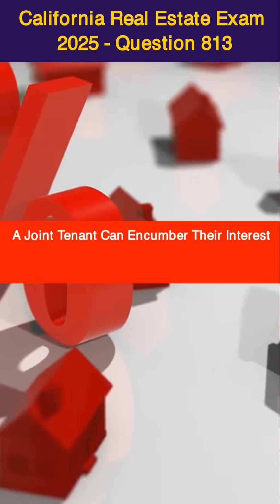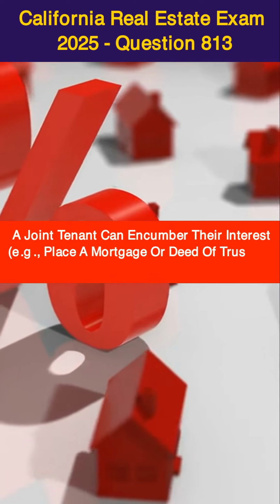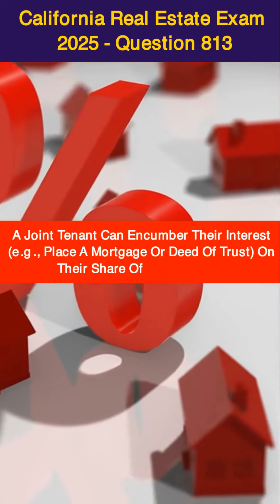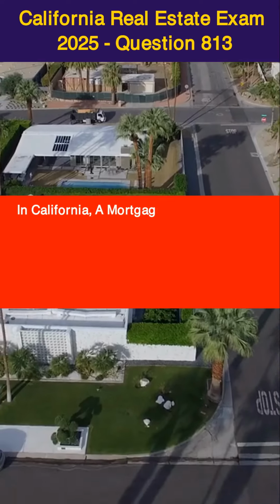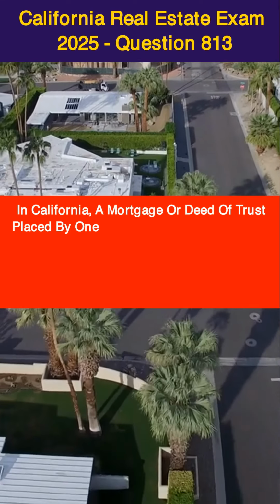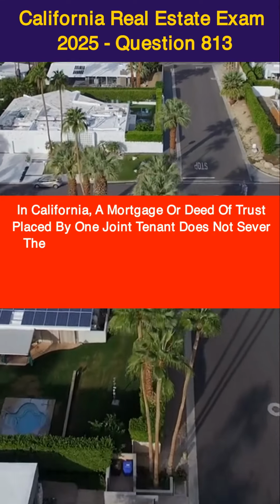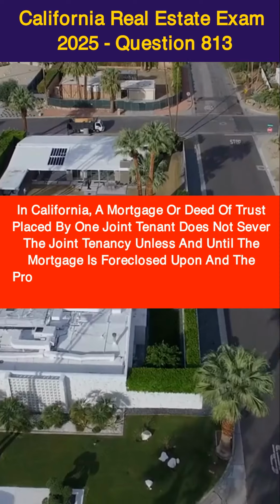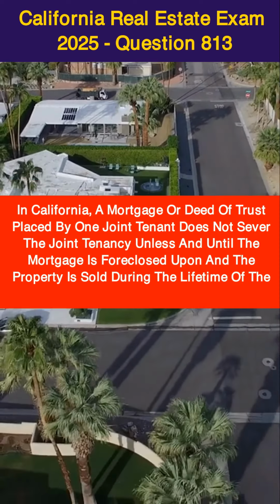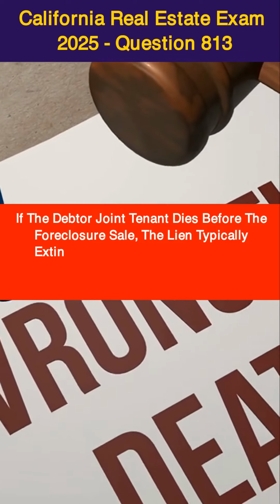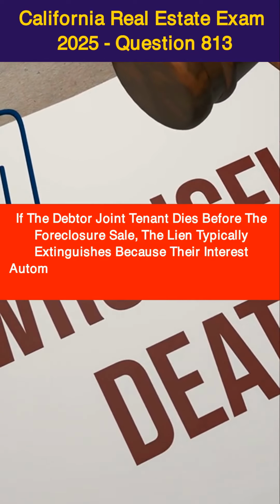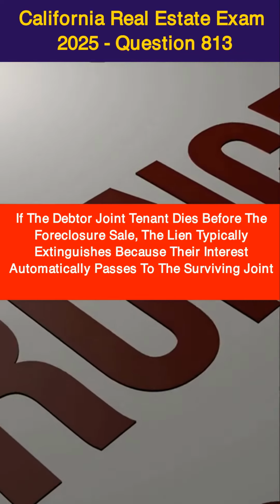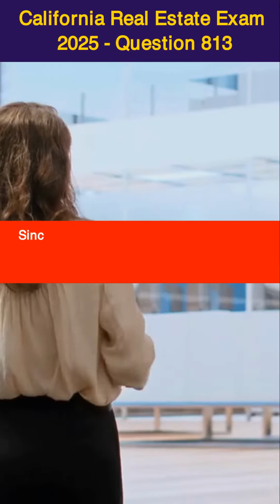A joint tenant can encumber their interest, e.g., place a mortgage or deed of trust on their share of the property. In California, a mortgage or deed of trust placed by one joint tenant does not sever the joint tenancy unless and until the mortgage is foreclosed upon and the property is sold during the lifetime of the debtor joint tenant. If the debtor joint tenant dies before the foreclosure sale, the lien typically extinguishes because their interest automatically passes to the surviving joint tenants, free of that lien.